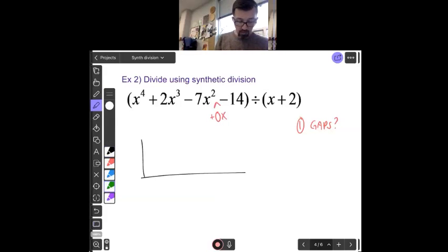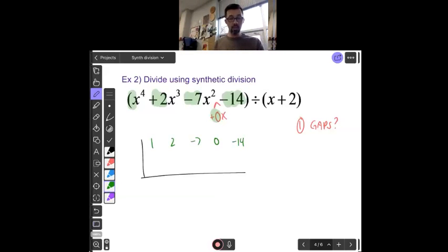Across the top of the half box, we need our coefficients. So that gives me 1, 2, -7, 0, negative 14. That 0 absolutely has to be there in order to do this right.